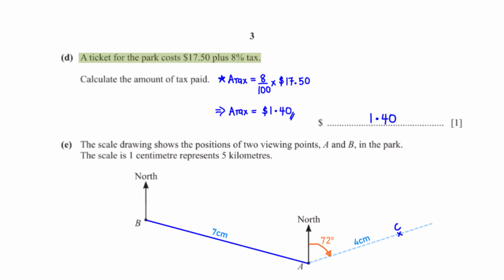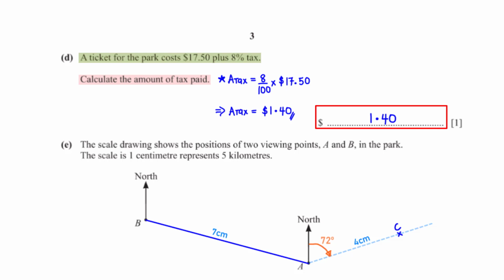A ticket for the park costs $17.50 plus 8% tax. Calculate the amount of tax paid. To get the amount paid for tax, we simply multiply 8%, which is the same as 8 over 100, by $17.50. When we type this into the calculator, we get $1.40.